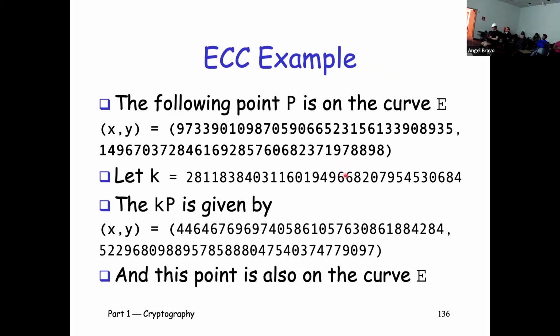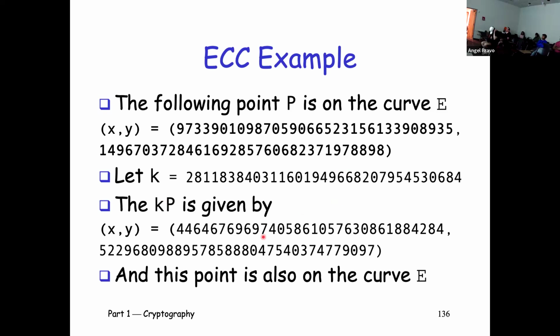All right, so very quickly, the following point P is on the curve, just like earlier it was 2, 5, right? Now we look at this enormous value, right? It's not gonna be easy for anyone to guess this one. Now there will be another multiplier here, K. Now it's as large, right, as these other points. So if we multiply K by those two, we end up with these 2 points. So this is just a very specific curve given in some standards.